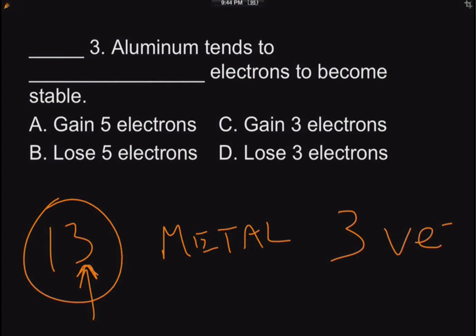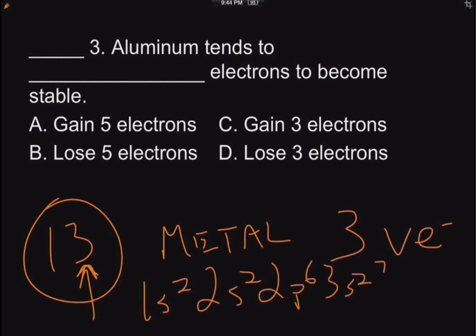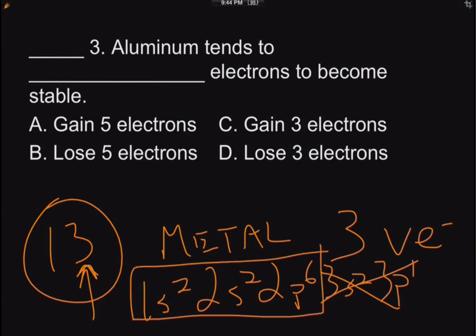that it wants to get rid of because its configuration is 1s2, 2s2, 2p6, 3s2, 3p1. So it has a choice to get to a noble gas. It can go get 5 more electrons to get up to 18 for argon, or it can shed or give away those 3 outer electrons, which would leave it looking like this, which is the configuration for neon. It's easier to get rid of 3 than it is to gain 5. So aluminum, like all metals, loses electrons, and aluminum loses 3 electrons because it has 3 to give away.